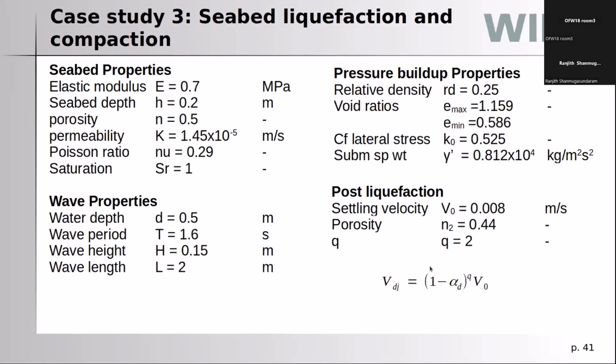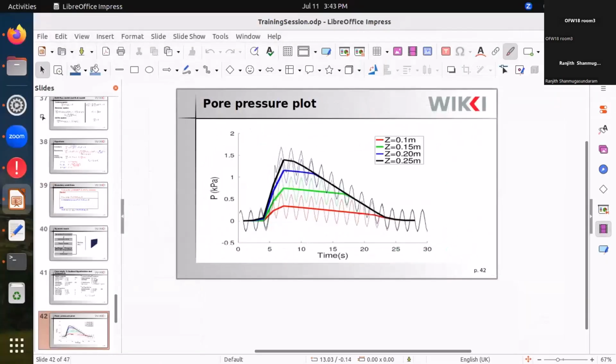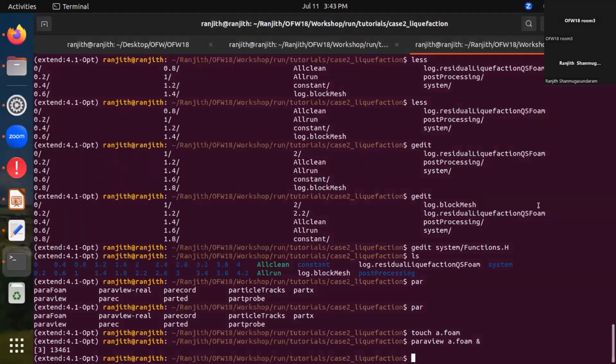What we say is that it depends on the amount of soil grains, and we use this (1 minus alpha) to the power q. This is the closure for the drift flux, and it depends on the settling velocity. And now I would like to show the case study for the compaction.